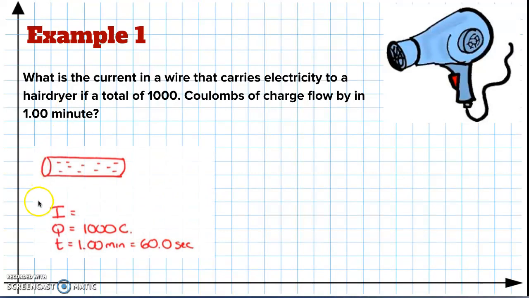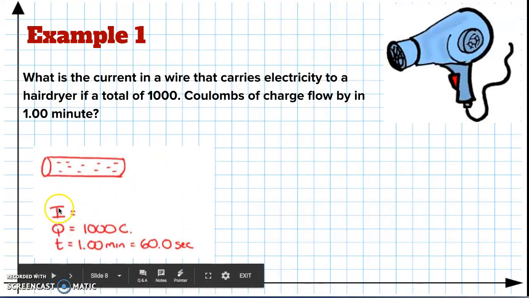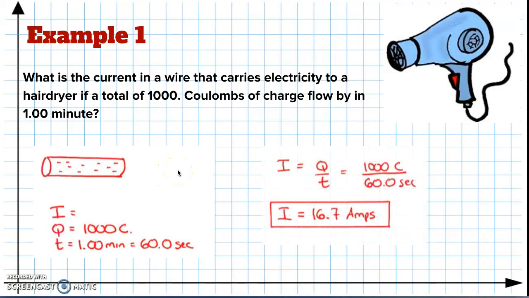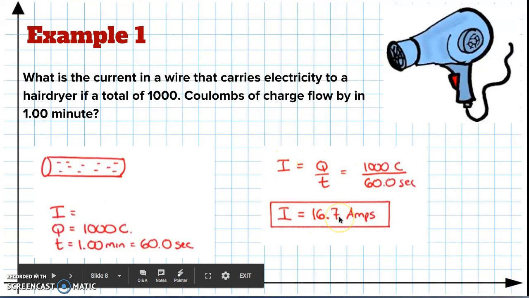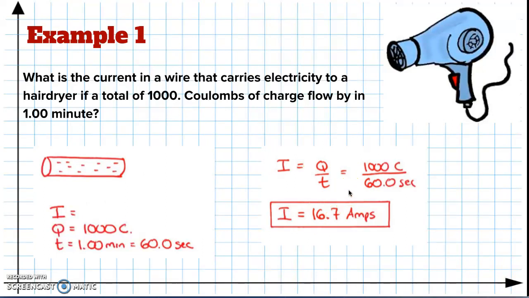So what we're looking for is the current, I. The charge is 1,000 coulombs. And since current is coulombs per second, we need the time in seconds, so I convert the time to seconds. And then we can calculate the current, Q over T, which is 16.7 amperes.